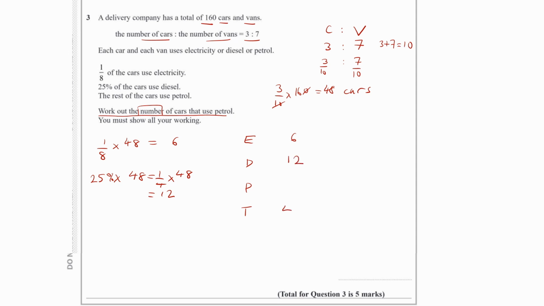Now there are 48 in total. So 18 plus x equals 48. x equals 48 minus 18, which is 30. 30 cars use petrol. And key, we had to show all of our working for this. So this was the idea of putting the table together as well and using some algebra.